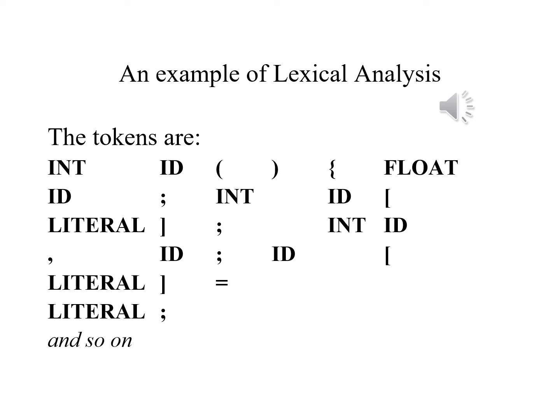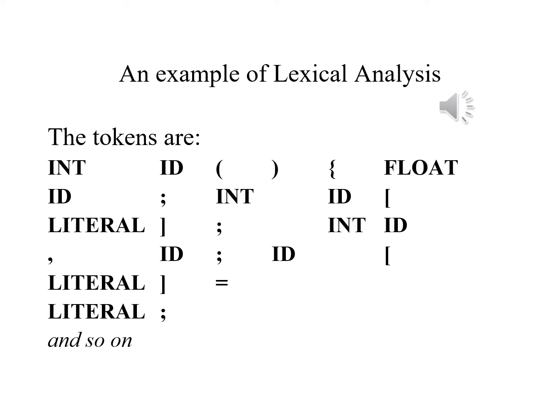Let's take a look at the tokens that the lexical analyzer will provide for us. We start out with int, identifier, open parenthesis, close parenthesis, open brace, float, identifier, semicolon, and so on. Int here is a token that matches the character string int, and you'll see here several occurrences of ID, short for identifier.